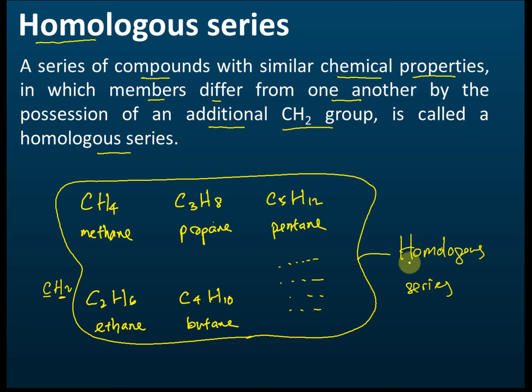So homo means the same, meaning that they have certain similarities. Again, what is a homologous series? A homologous series is a series of compounds with similar chemical properties, in which members differ from one another by the possession of additional CH2 groups. So the difference between one member and the next member in the series is a CH2: 1 carbon, 2 hydrogens.